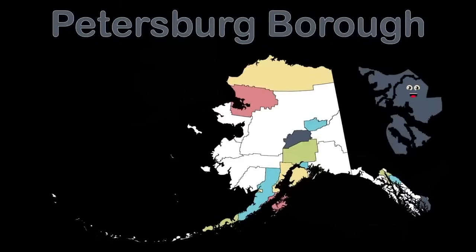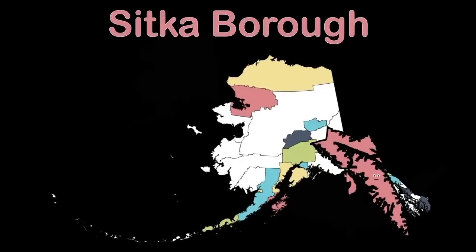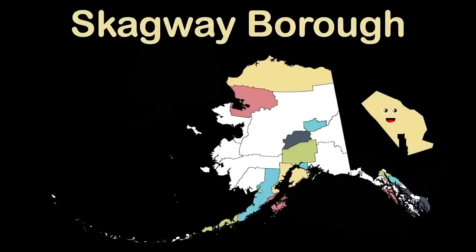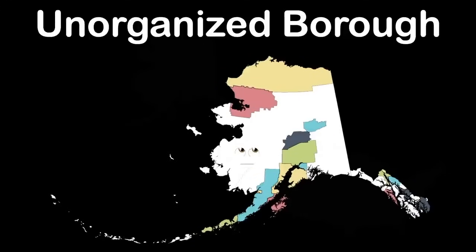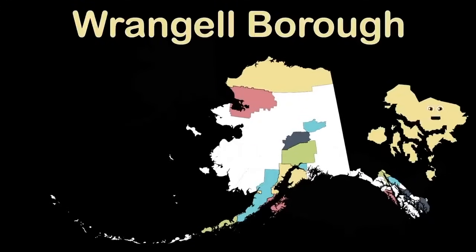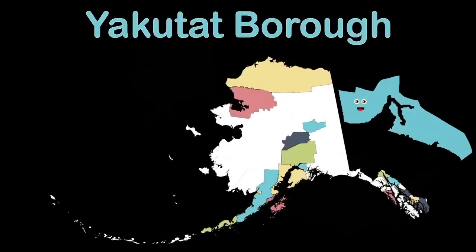Petersburg Borough is a bunch of islands. The City and Borough of Sitka in the southeast it spans. Skagway is a borough where cruise ships stop. Unorganized boroughs all over to visit, you'd have to hop. City and Borough of Wrangell is a wonderful scene. City and Borough of Yakutat touches Canada near me.